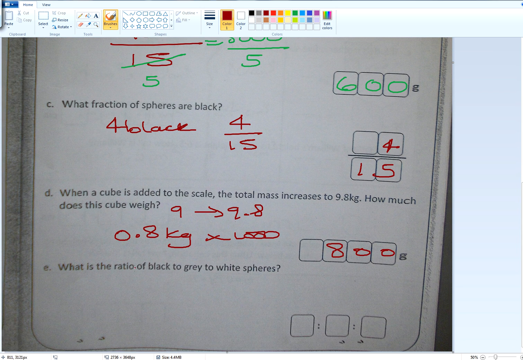What is the ratio of black to grey to white spheres? Okay, right. How many black spheres are there? 4. How many grey ones do we have? 6. And the other ones? 5. Now, can we cancel it down? 4 and 6 will cancel, but we want all 3 to cancel. That's it. We can't do anything more than that. And that's the end of question number 4. One more question left. So let's go on to that one.